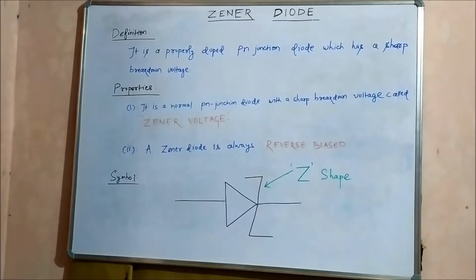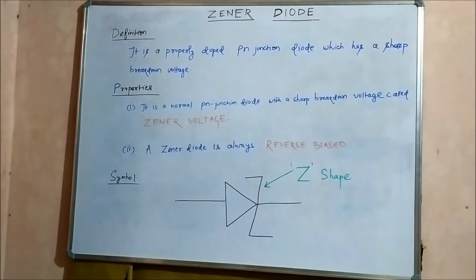Today's topic of discussion is Zener Diode. So basically what we are doing is we are taking forward the discussion about diode application or semiconductor diode application. So you can say that Zener Diode is one of the applications of a normal PN junction diode.